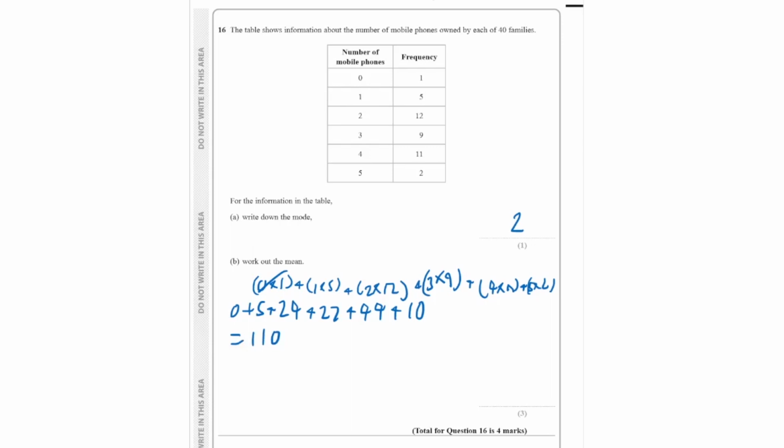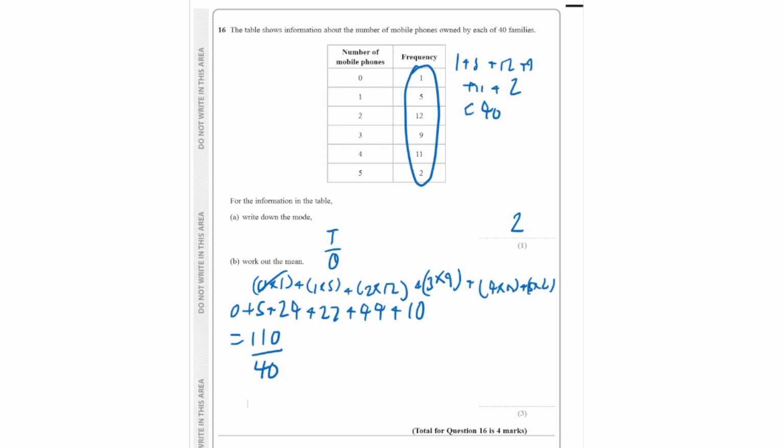But we are not done yet. The mean is the total divided by the quantity. So we actually have to find the sum of the frequency as well. So the sum of the frequency is 1 plus 5 plus 12 plus 9 plus 11 plus 2. And that is 40. So our final answer is 110 divided by 40.